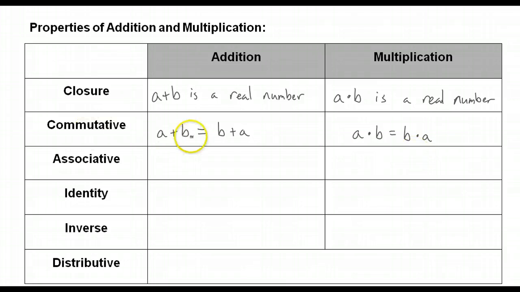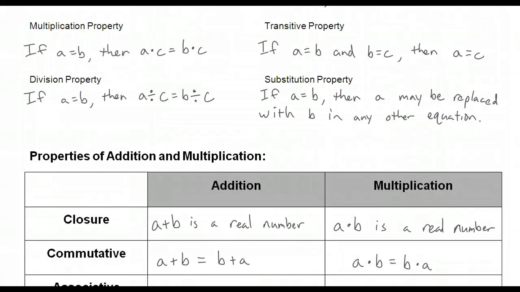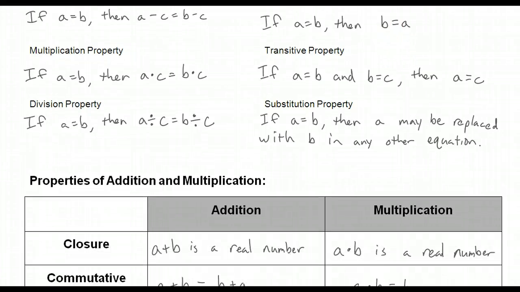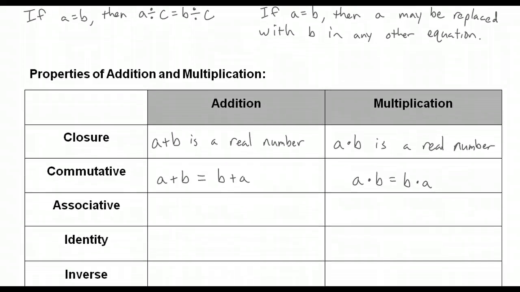Be careful, the commutative property is not the symmetric property. In the symmetric property, I'm changing around an equal sign. My entire left side and my entire right side are switching. In the commutative property, I'm switching order, but I'm switching around an addition sign or a multiplication sign.